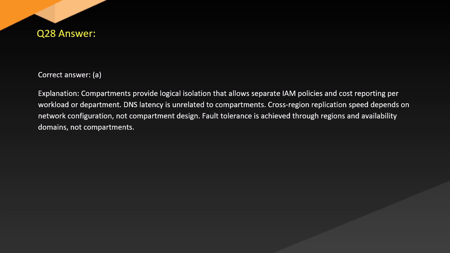Answer. Correct answer: A. Explanation. Compartments provide logical isolation that allows separate IAM policies and cost reporting per workload or department. DNS latency is unrelated to compartments. Cross-region replication speed depends on network configuration, not compartment design. Fault tolerance is achieved through regions and availability domains, not compartments.